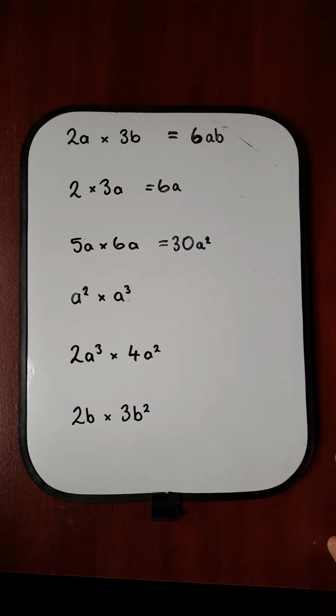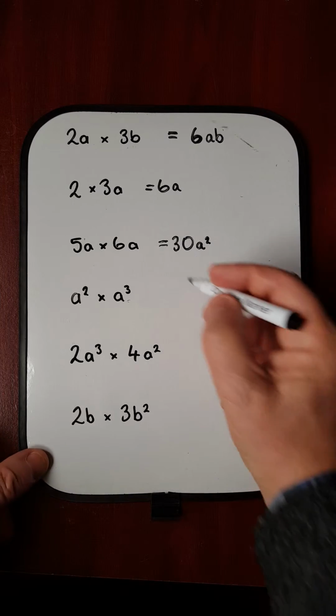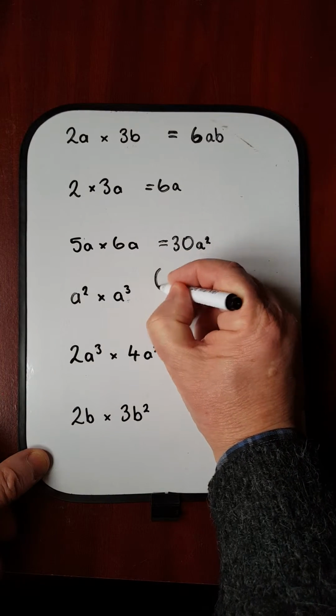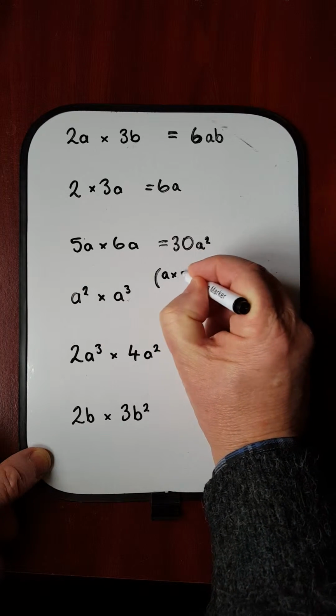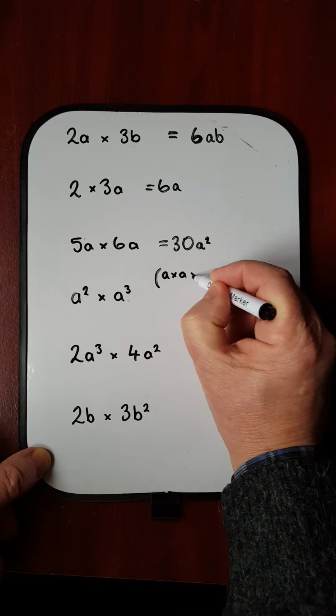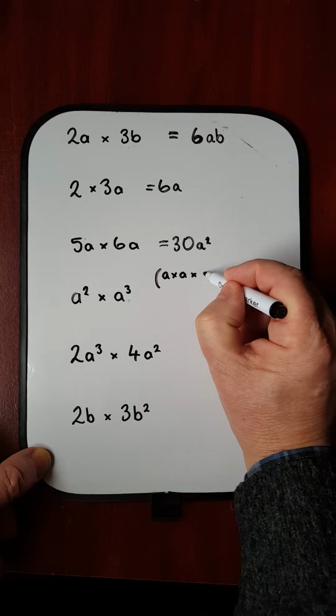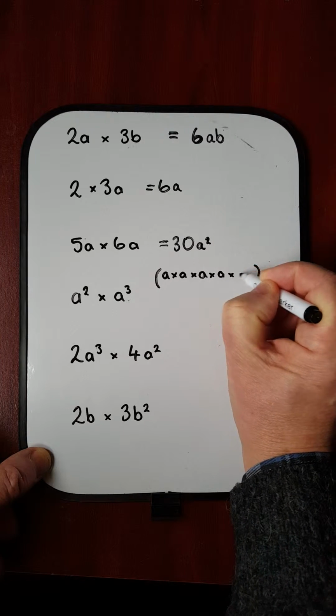Now, if you've watched the index rules video, you'll probably know how to do the next one. We've got a squared times a cubed. Now, if you think about this, let's just think what this would be. I'm going to put this in brackets before we start answering the question. A squared is a times a. And then there's a times sign. And a cubed is a times a times a.